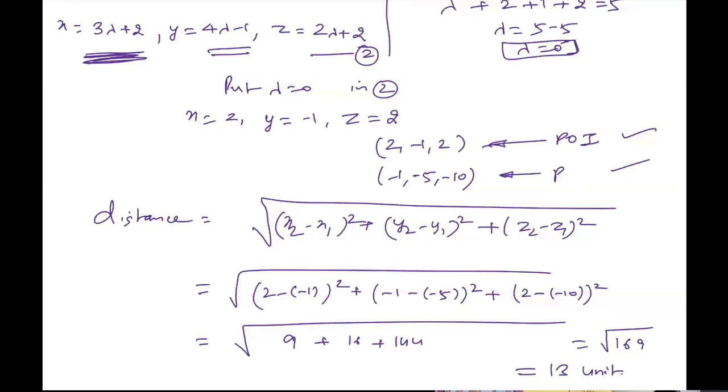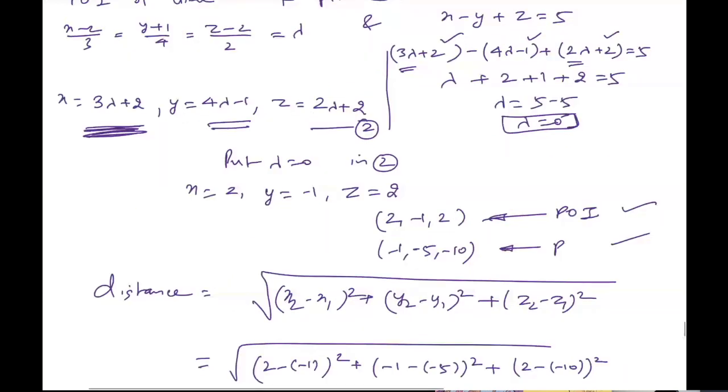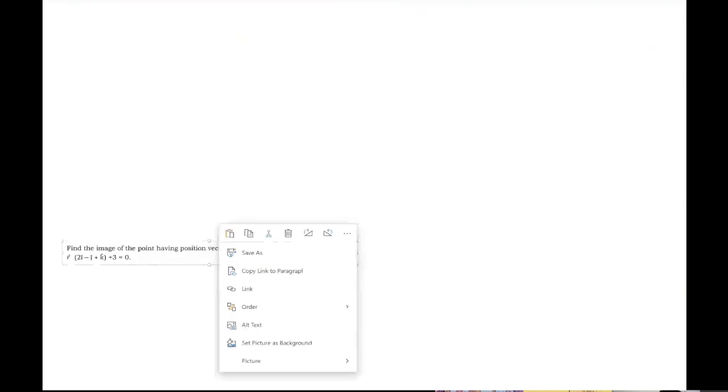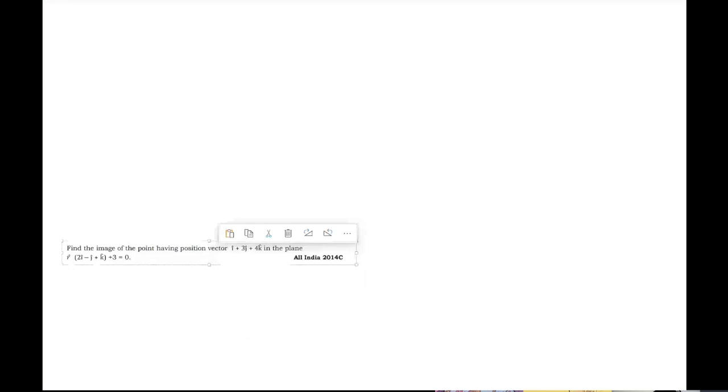So we have learned how to find the point of intersection of a line and plane. And earlier we learned how to find the point of intersection of two lines also. Okay. I'm taking another question. Beta, this is the question. You all need to try it. Not a difficult question. Very simple question.